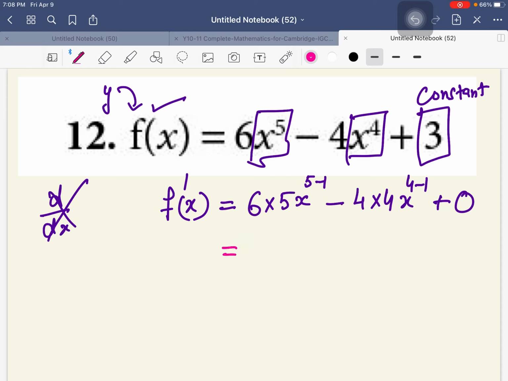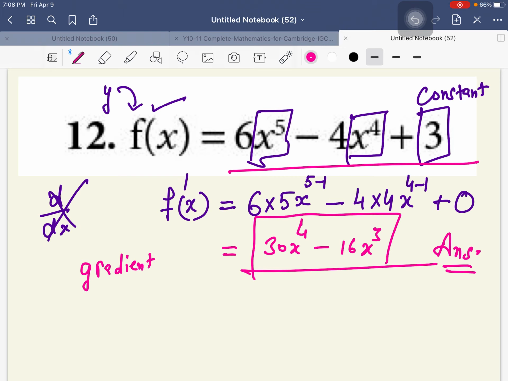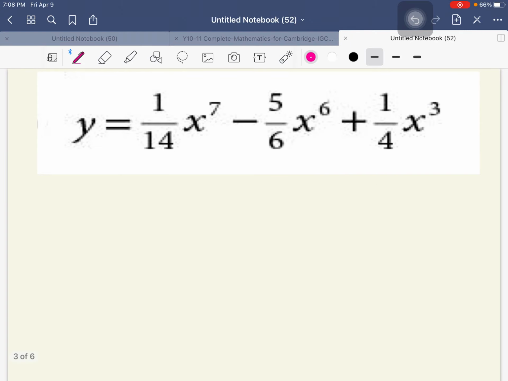Simple. After simplification, it becomes 30x^4 minus 16x^3. So that's the answer. We found the derivative of the given function. It is this one, and this is nothing but a gradient function. It's a function, it's not a gradient value. In the next questions, we're going to learn about the gradient values also, okay? Let's do one more example.